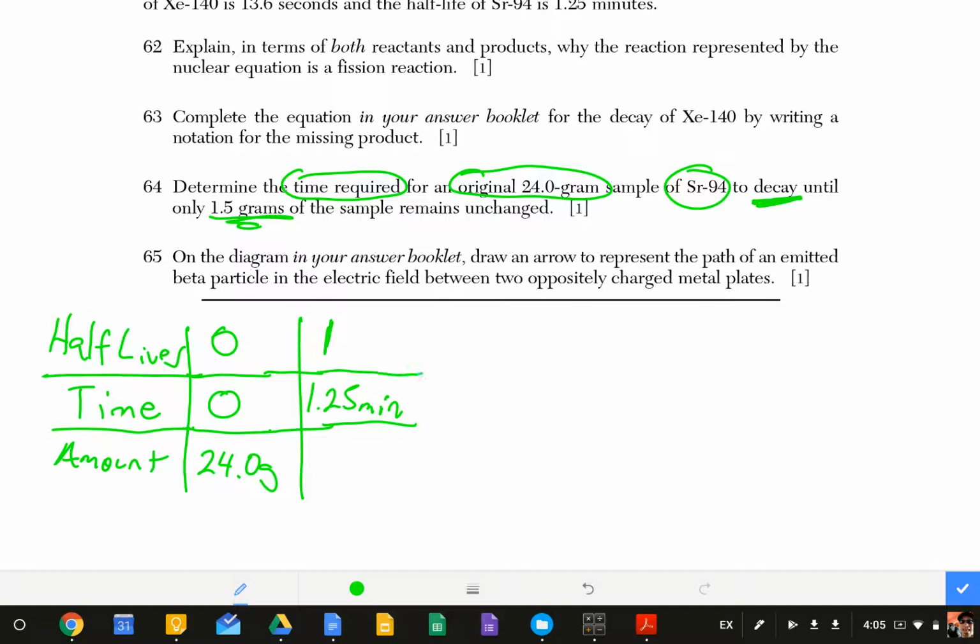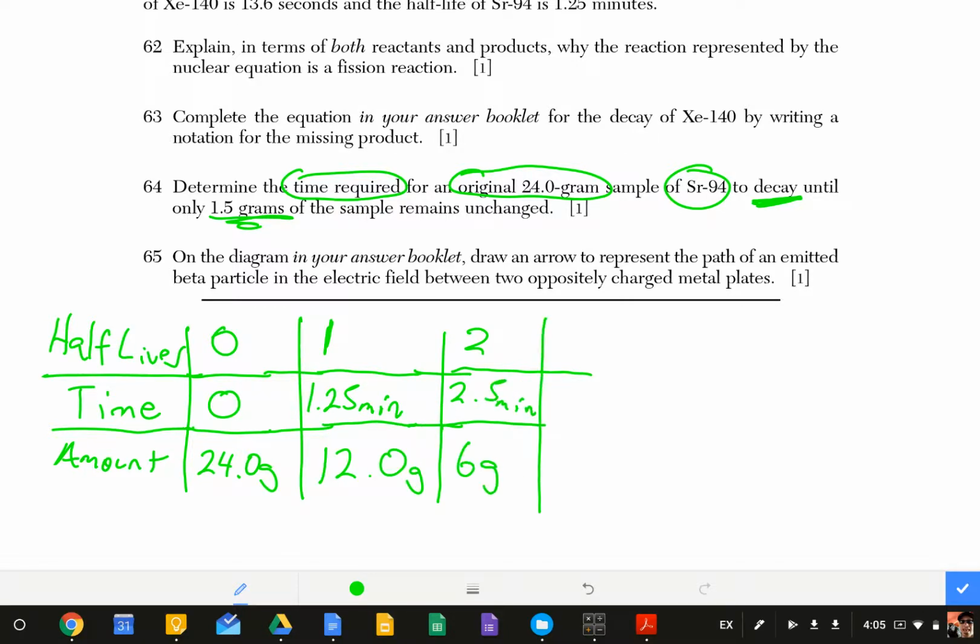1 half-life is 1.25 minutes. And the reason why it's called half-life is because the amount of atoms that are still radioactive after 1 half-life is half the original amount. So a half of 24 is 12. We have to get all the way down to 1.5 grams. So 2 half-lives is going to take another 1.25 minutes. So 1.25 plus 1.25 is 2.5 minutes, and half of 12 is 6 grams still radioactive.